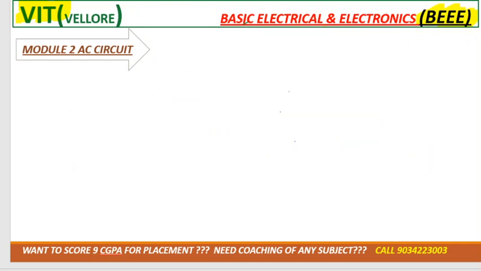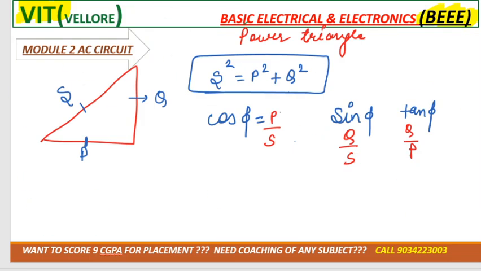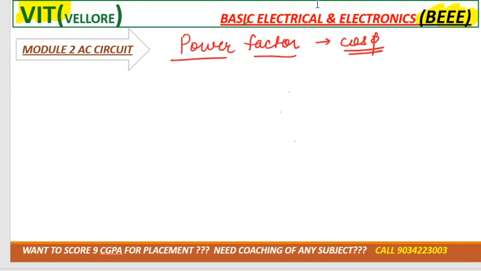Now see, you have heard one more term, that is power factor, right? Power factor is nothing but cos phi. So if you calculate cos phi from the power triangle, then power factor is P by S. Some students misunderstood that it's phi. No, it's cos phi, the cosine of the angle between voltage and current.